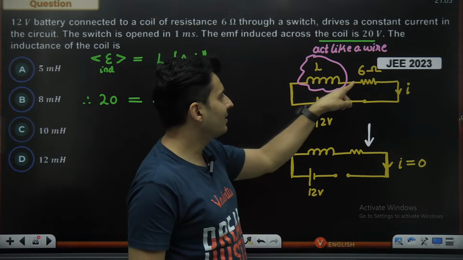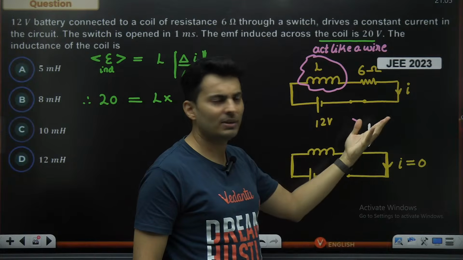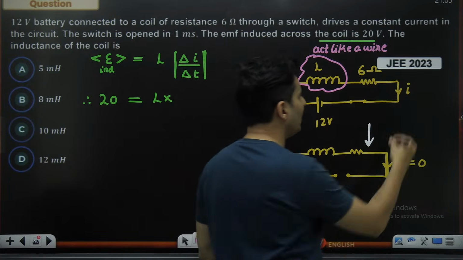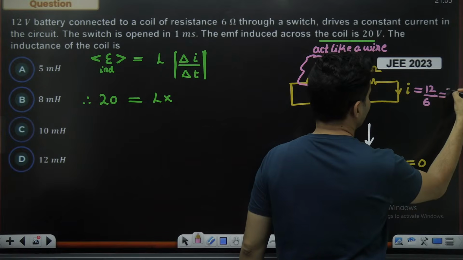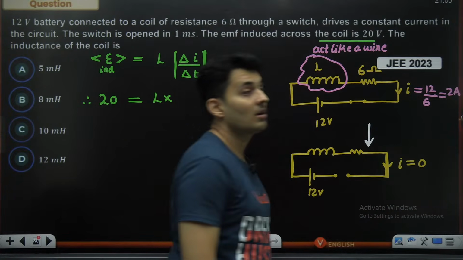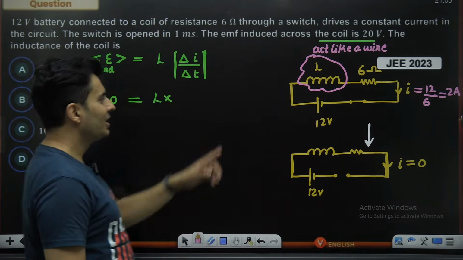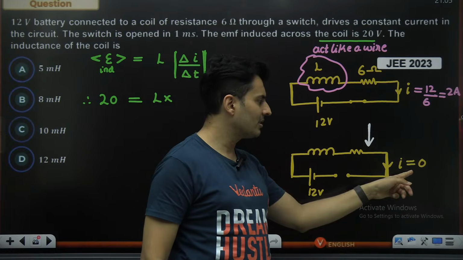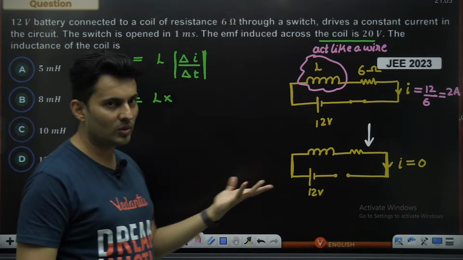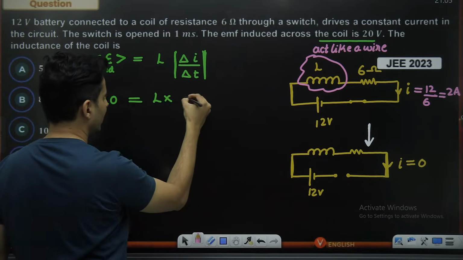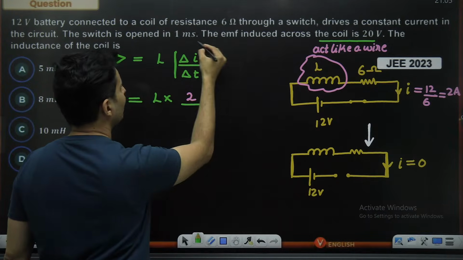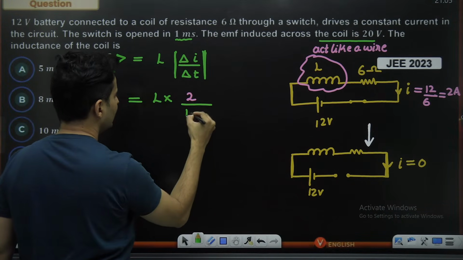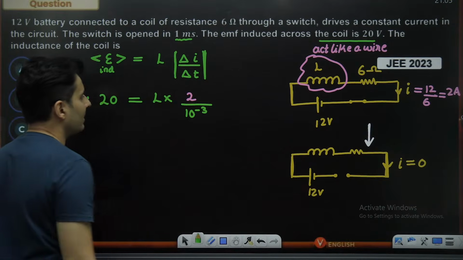So it's just like a wire, a resistor, a battery, and a switch. What happens? Current is E by R. So battery voltage divided by resistance, which means it is 2 amperes. Now I got the point. So original current was 2 amperes. When you open the switch, the current dies out to 0. So the change of the current is 2 amperes. Perfect. In how much time? 1 millisecond. That is 10 to the power minus 3 seconds.